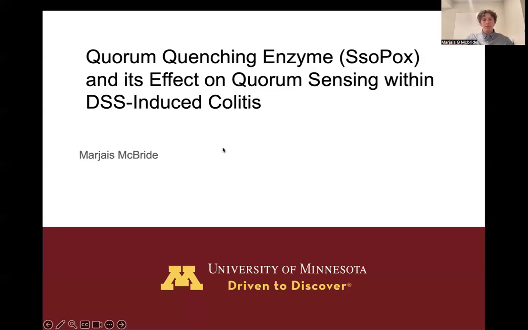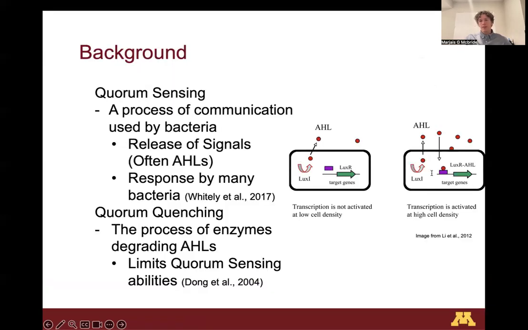My project is on the quorum quenching enzyme SsoPox and its effect on quorum sensing within DSS-induced colitis in mice. Some background on the topic: quorum sensing is a process of communication that is used by bacteria. It involves the release of signals, often in the form of AHLs, which are N-acyl homoserine lactones. These signals congregate with the bacteria they are released from and cause a response by the bacterial group, not just a single cell. This response could possibly be to an environmental change.